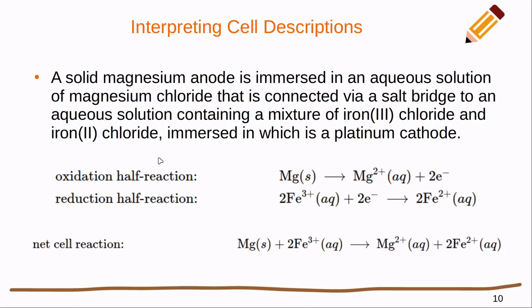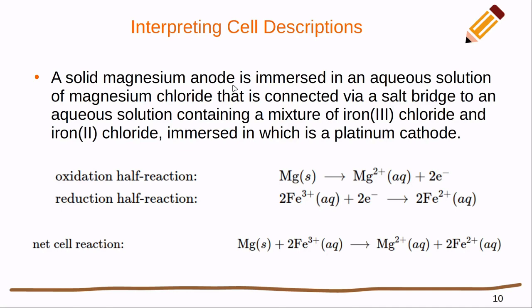Let's try a little bit of a trickier one now. A solid magnesium anode is immersed in an aqueous solution of magnesium chloride that is connected via a salt bridge to an aqueous solution containing a mixture of iron 3 chloride and iron 2 chloride, immersed in which is a platinum cathode. All right, so first thing I have here, solid magnesium anode.